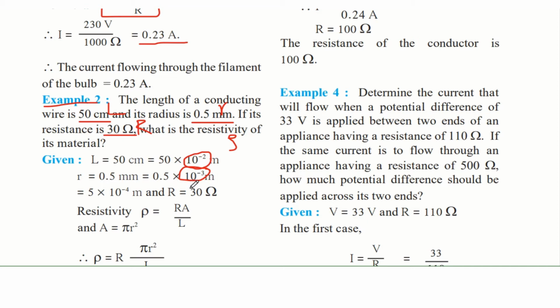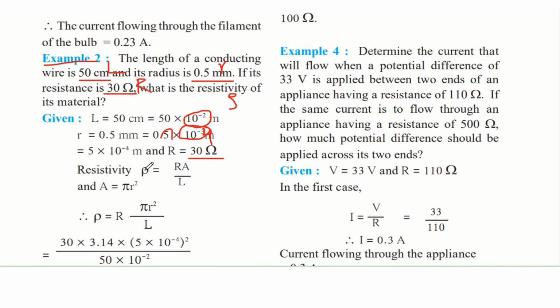So 0.5 into 10 raised to minus 3 is equal to 5 into 10 raised to minus 4, because when we shift the decimal point one place backwards, the minus 3 would become minus 4, and they have given us the resistance as 30 ohms. So the formula for resistivity is rho is equal to RA upon L, where A is the area of cross section of the wire. And since the wire is a cylinder, the area of the cross section would be a circle. And area of a circle is pi r square.